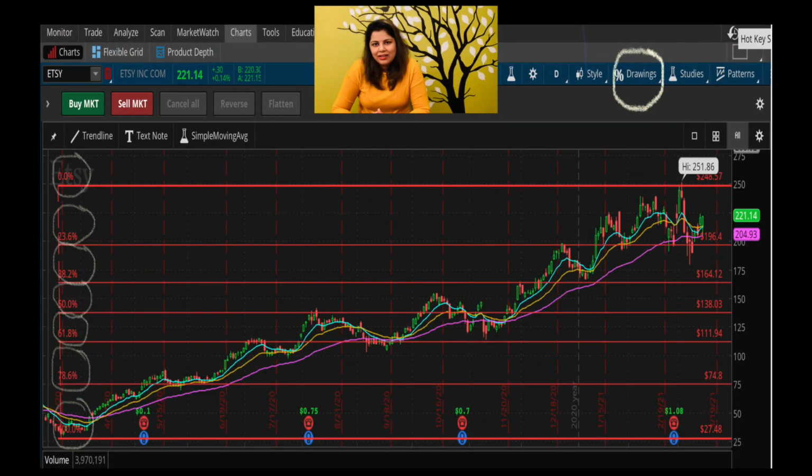How to use Fibonacci retracement in technical analysis? Let's take an example of Etsy. I'm using the 5-year one-day chart. Notice in the top right, I'm using the percentage symbol in the drawings to draw the Fibonacci lines.